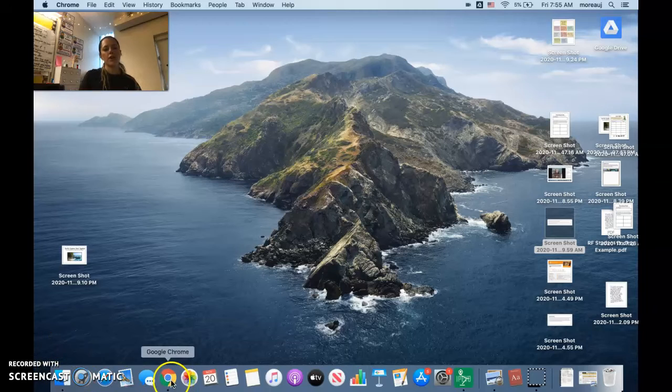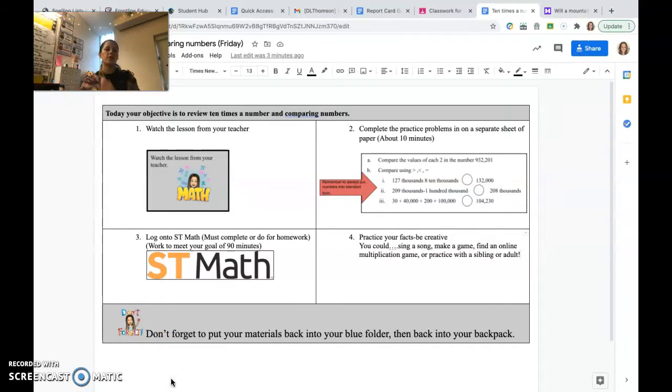Good morning, fourth graders. Today your objective is to review 10 times the number and comparing numbers. So this morning you're going to need your whiteboard marker and eraser with your place value chart at the top. You're going to need your notebook and a pencil. So if you need those things, grab them right now.